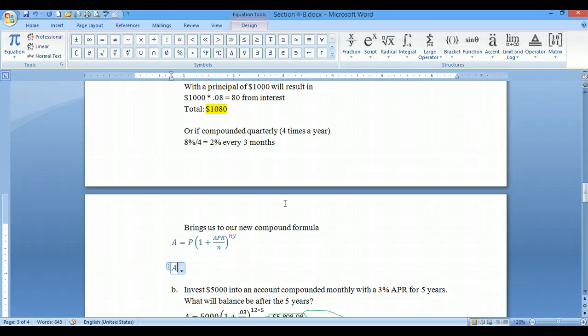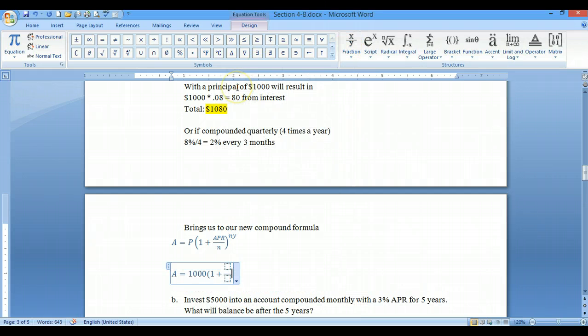So you insert equation. I'm going to just do capital A equals, and I'm going to type in what everything is. So I have $1,000 parenthesis times quantity 1 plus, I need a fraction, so I'll come up here and insert a fraction.